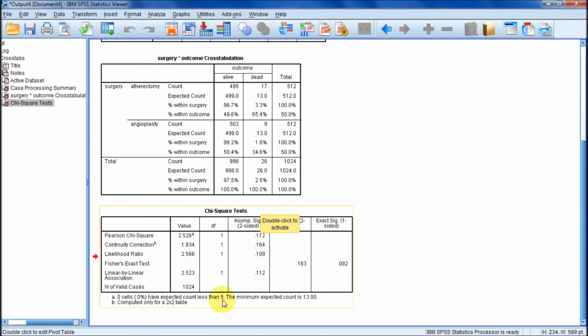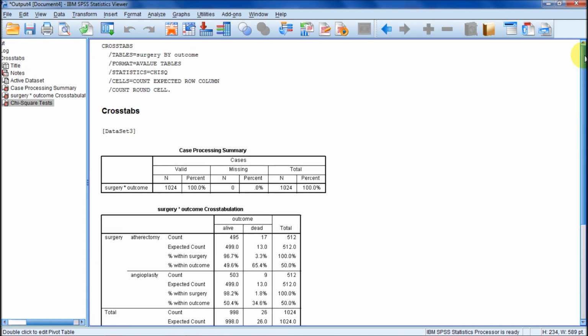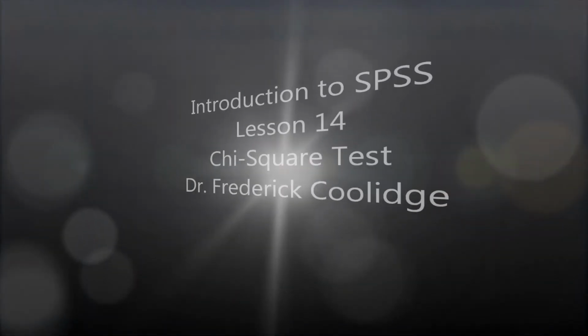Notice down here, a chi-square does have an assumption that none of these 4 cells, here's really the 4 cells, 495, 17, 503, none of these cells are less than 5. And indeed, we don't have any cells less than 5. And that's our chi-square lesson for today.